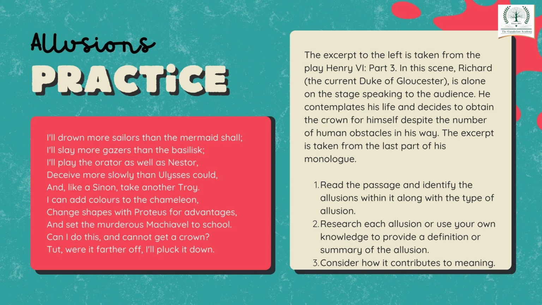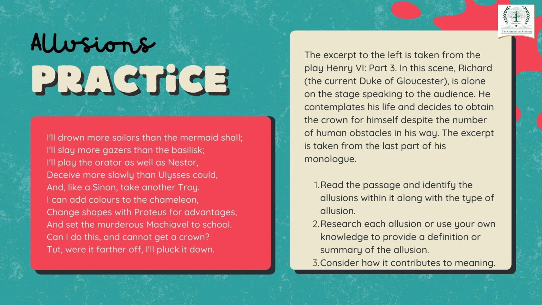The excerpt to the left is taken from the play Henry VI, Part 3. In the scene, Richard, the current Duke of Gloucester, is alone on the stage speaking to the audience. He contemplates his life and decides to obtain the crown for himself despite the number of human obstacles in his way. The excerpt is taken from the last part of his monologue.